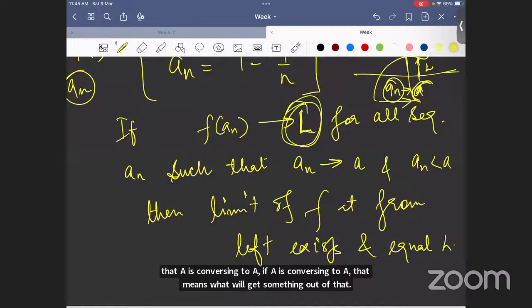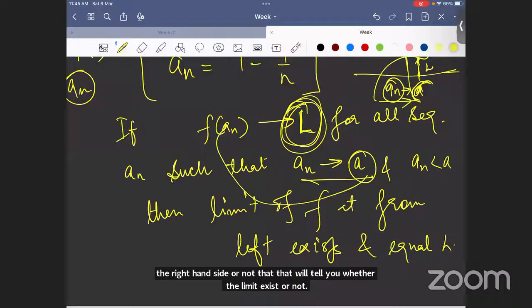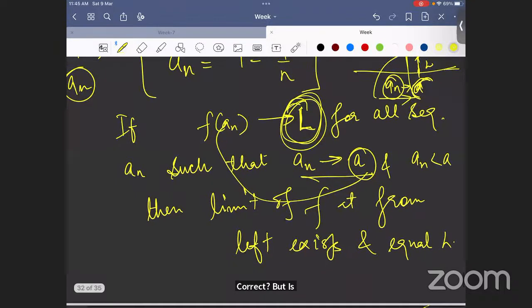If a_n is converging toward a, that means whenever you're putting that a into the function, you'll get something, and whether that something is matching the right hand side or not will tell you whether the limit exists or not. But if you're just talking about the left hand side itself, for a given sequence converging towards some particular value, that will give some value L. And if we are getting that L, that means you can directly say that the limit from the left hand side exists. Correct? But is this clear? Is this making any sense or not?